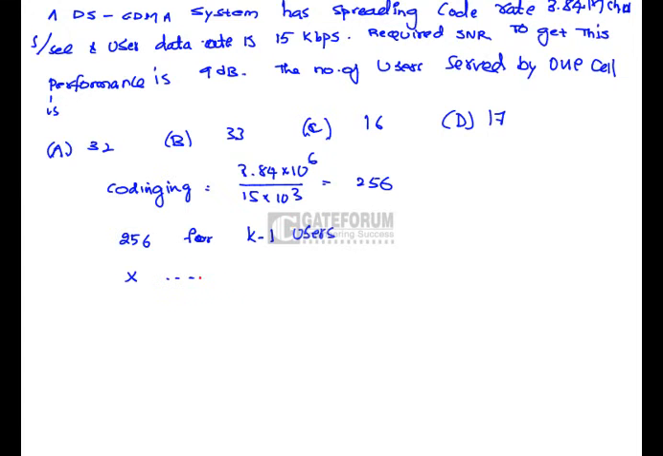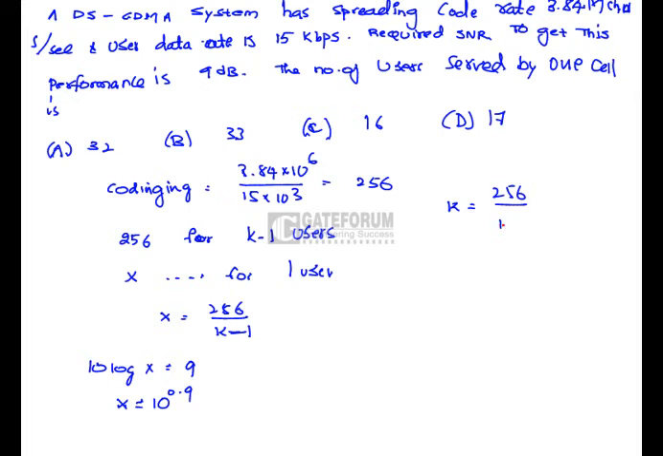that is x for 1 user, that is x equals 256 divided by k minus 1. Here 10 log x is nothing but 9 dB, which gives x equals 10 power 0.9. So k is nothing but 256 divided by 10 power 0.9, plus 1, which equals 33. That is, each cell serves 33 users, so option B is correct.